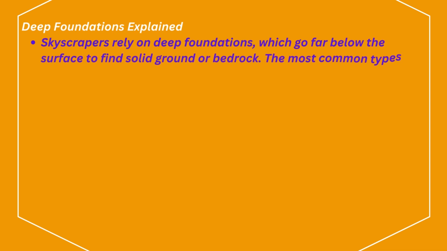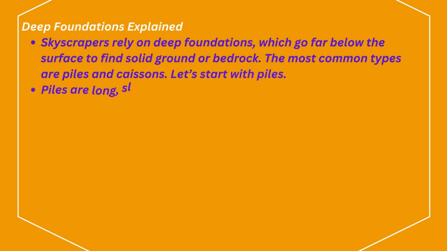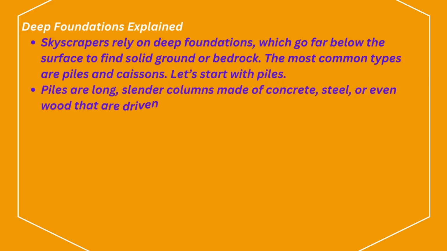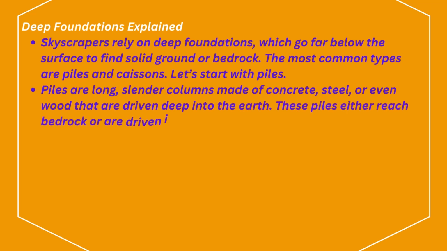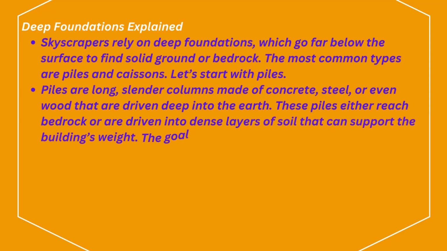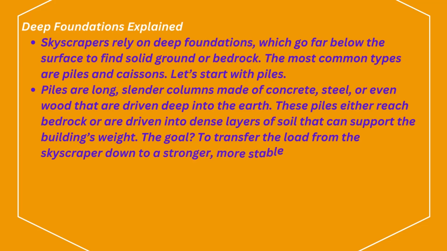The most common types are piles and caissons. Let's start with piles. Piles are long, slender columns made of concrete, steel, or even wood that are driven deep into the earth. These piles either reach bedrock or are driven into dense layers of soil that can support the building's weight. The goal? To transfer the load from the skyscraper down to a stronger, more stable layer of earth.